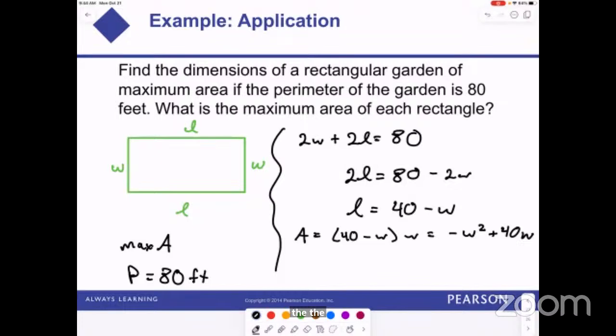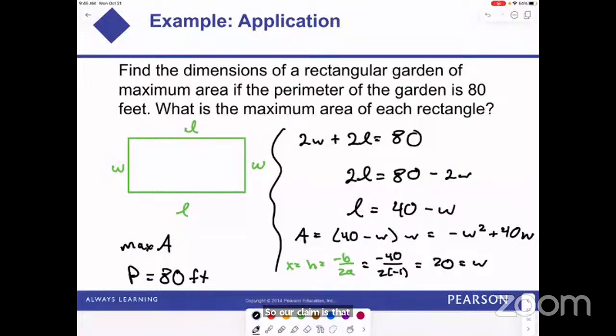So we can use the vertex formula. The x-coordinate of the vertex, which is h, is going to be negative b over 2a. Okay. So that's going to be a negative 40 over 2 times negative 1. It's going to occur when our width is 20. So our claim is that the maximum of the area is going to occur there. What is the maximum area?